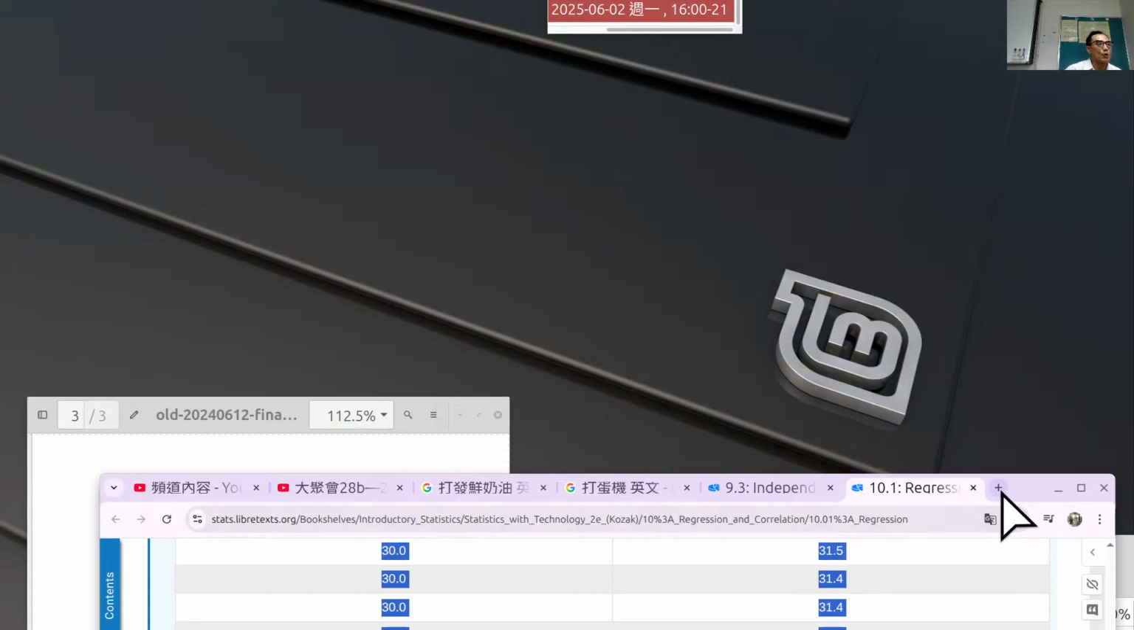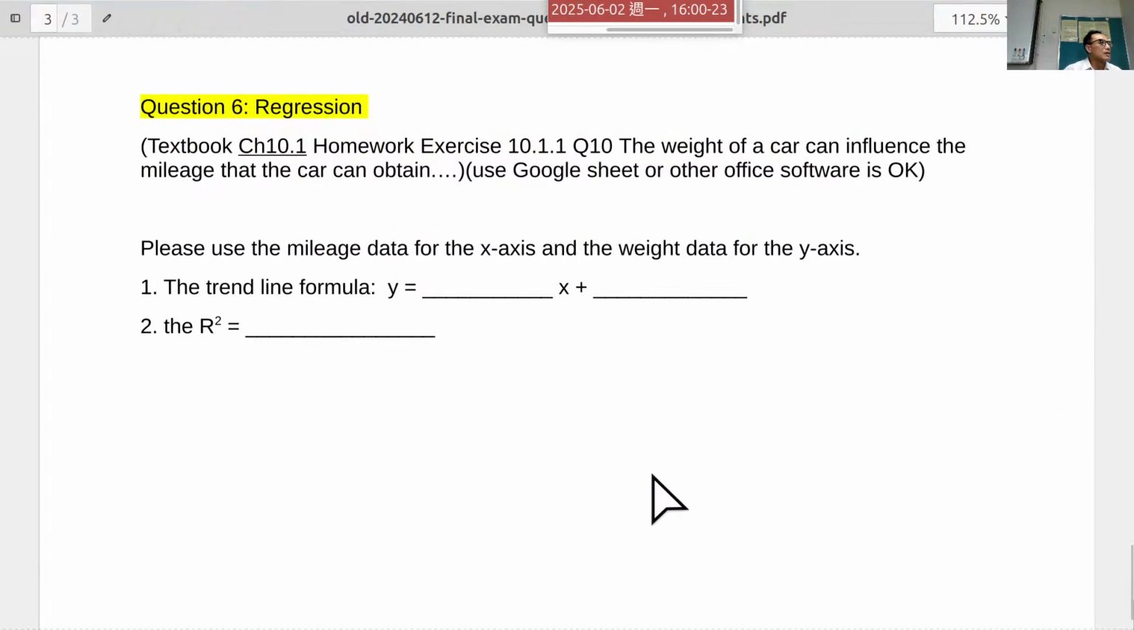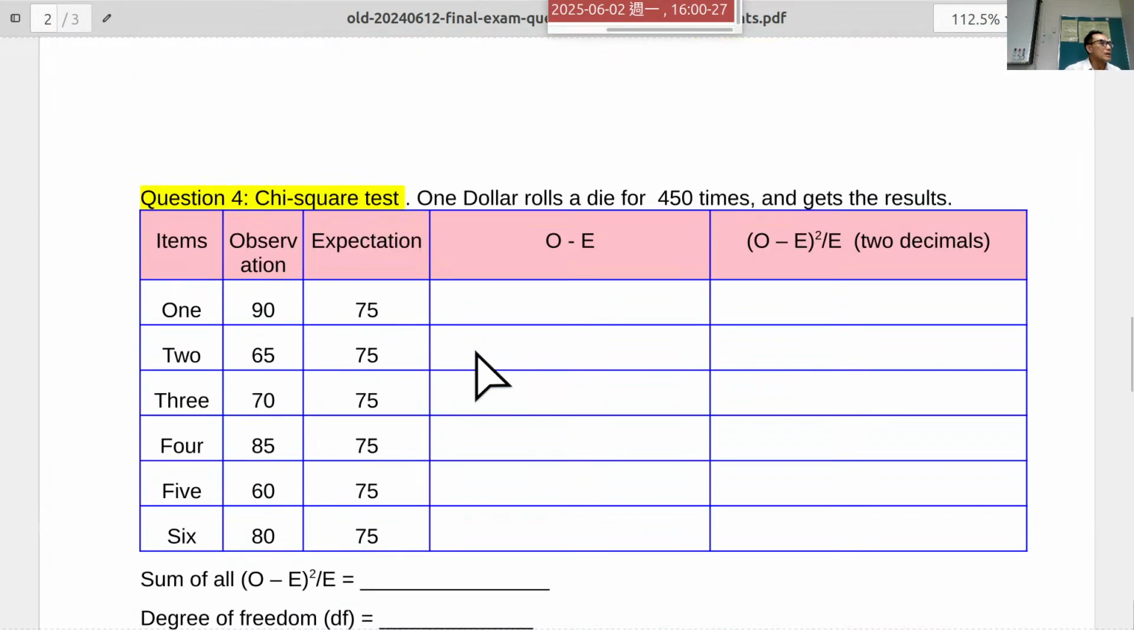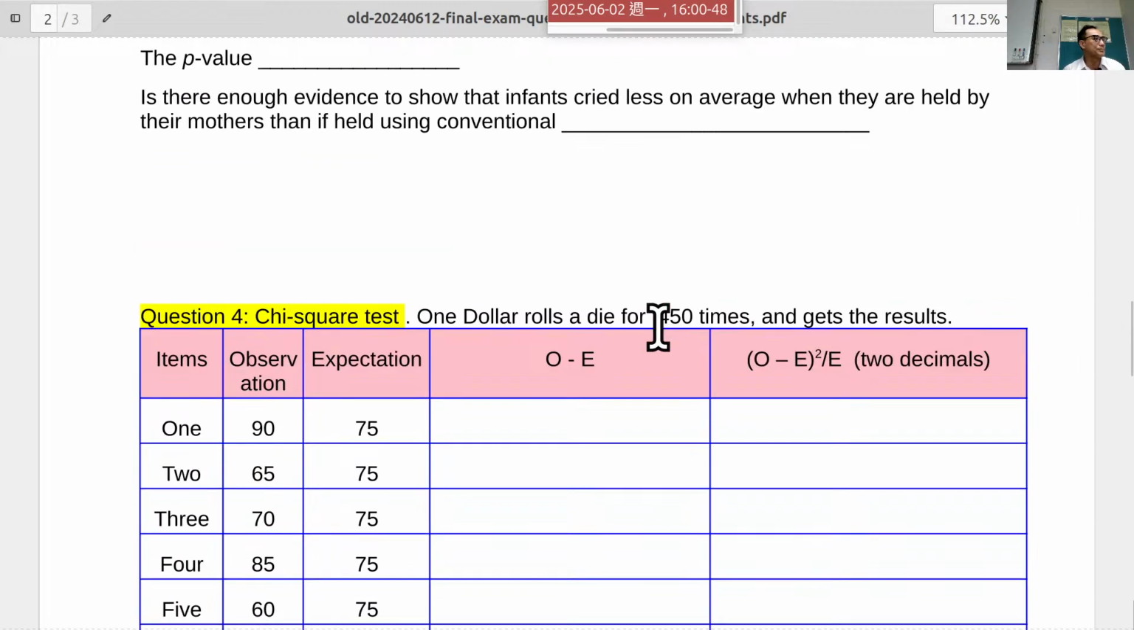And sure, just a reminder again, because of the one-way ANOVA and the chi-square test, I will not include those in the final exam. I will teach this part next week, week 18. Okay, so don't worry. And week 18 is a normal class day. That is not a holiday. Don't misunderstand it.